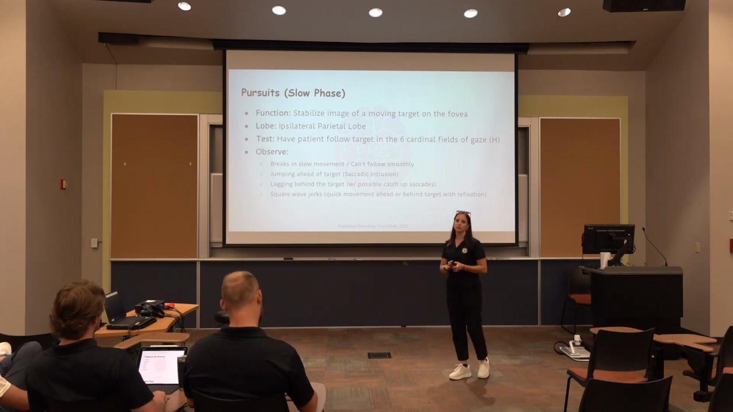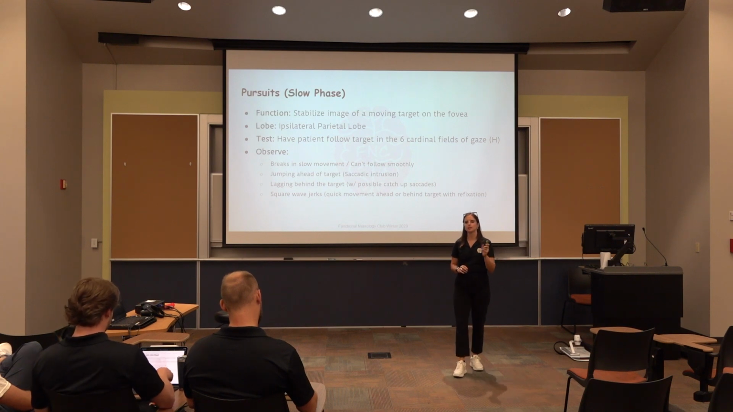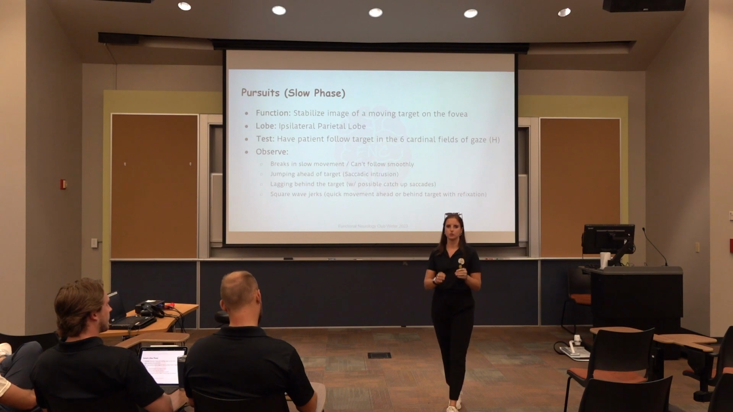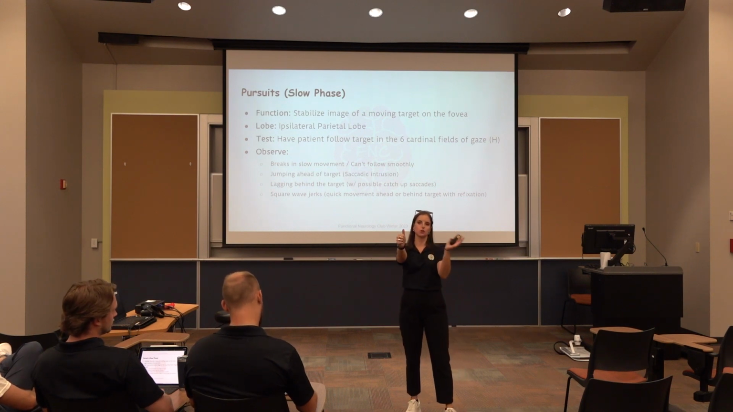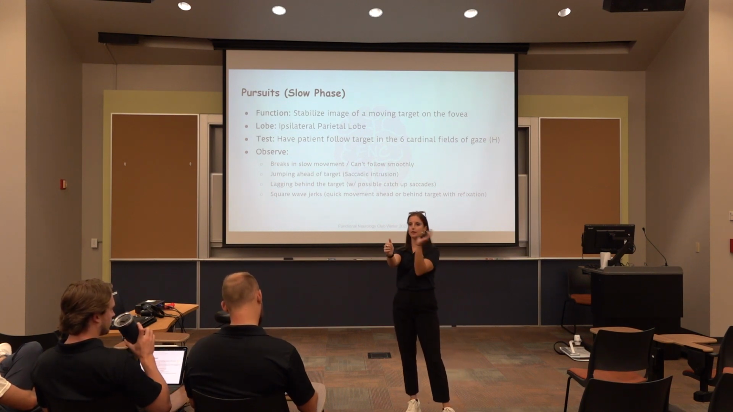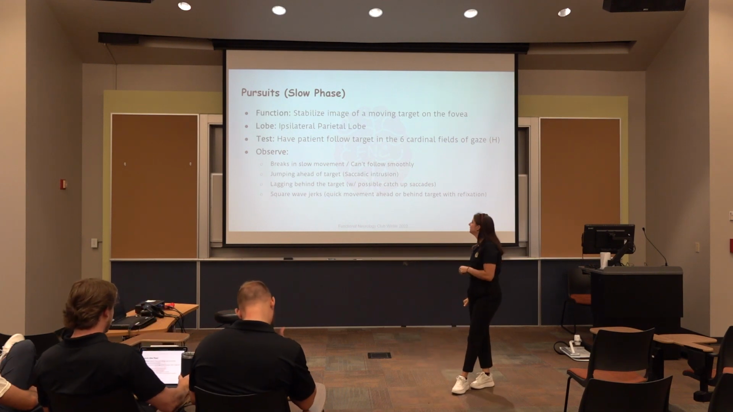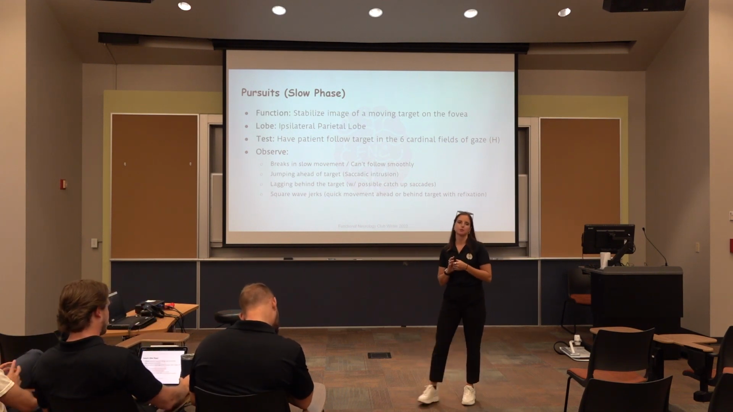But the function of a pursuit is to be able to stabilize on an object without having any, we call them saccadic intrusion. So if I'm following something and my eyes kind of jump off the target either back or forward and then jump back to the target, that is an inability to pursue. And that would be coming from your ipsilateral parietal.